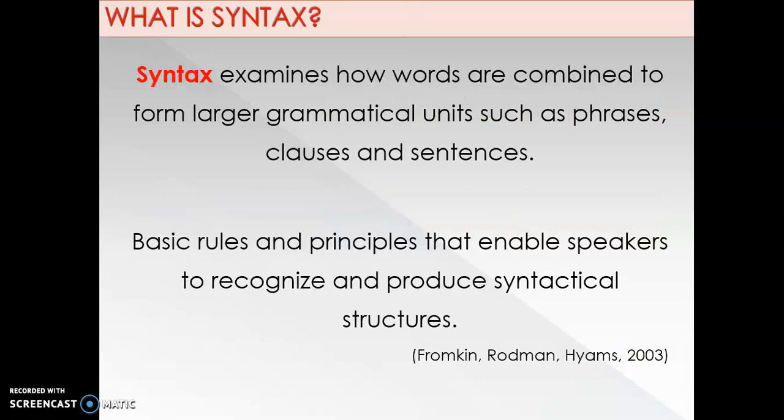If we think about the branches of linguistics, we have already dealt with morphology, the internal structure of words. And now we go on with syntax. Syntax examines how words are combined to form larger grammatical units such as phrases, clauses, and sentences. So basically, in this unit, we're going to analyze phrases, clauses, and sentences in deep and surface structure.